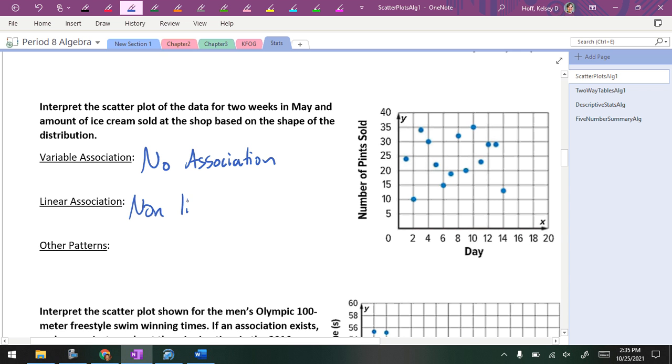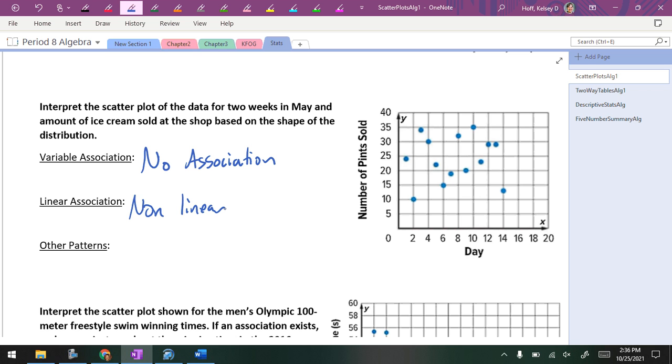Here's a question for you. Can you have no association that's linear? Then they would be in a trend, agreed? You'd have a trend happening. Could you have positive association that's nonlinear? It's going up, but it's a curve of some type.